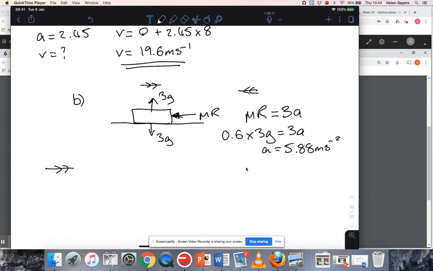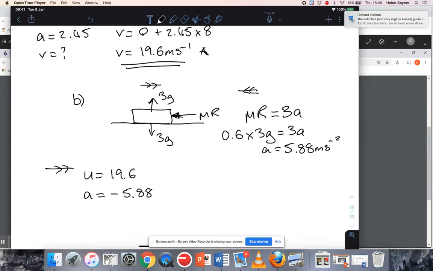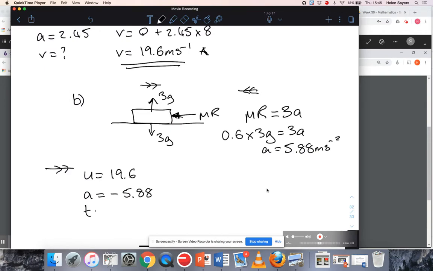At the point the force is removed, we've worked out that it was travelling with a velocity of 19.6. So that becomes my initial velocity. I've got an acceleration, and because I'm taking right as positive, that acceleration is minus 5.88, and that makes sense because it's going to be slowing down due to the friction. I'm trying to find the length of time it takes, so I'm trying to find t.